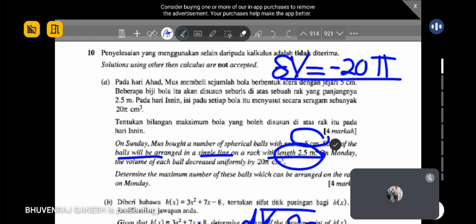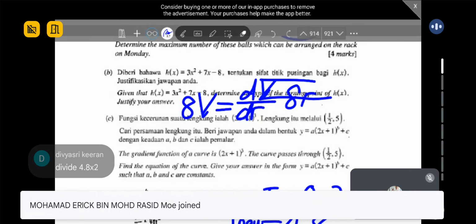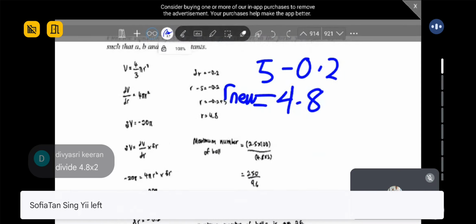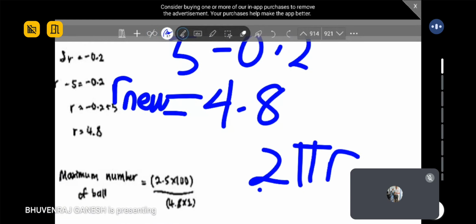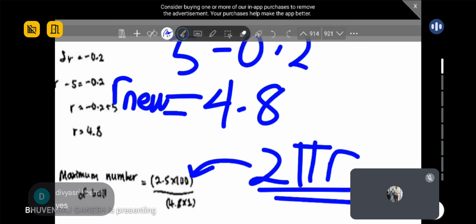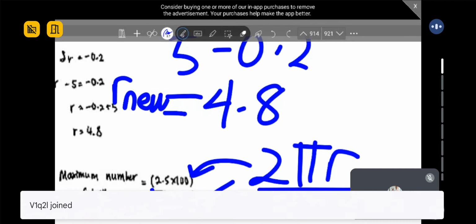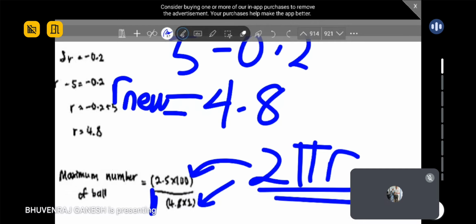So it's 250 centimeter. Bahagi, divide what? So your radius now is 4.8. So I should divide what? So 4.8 must times by 2. Why times by 2? Because we are using the formula 2 pi r. Am I right, guys? Sebab yang ni merujuk lilitan, circumference. Atas 2 pi r, so maksudnya bawah pun kena bandingkan 2 pi r also lah. Yang ni untuk satu bola. The bottom one is for one ball. So you take total, divide satu bola. So kamu dapat bilangan bola lah. That's the concept. Total circumference divide circumference for one ball. You get the number of ball.